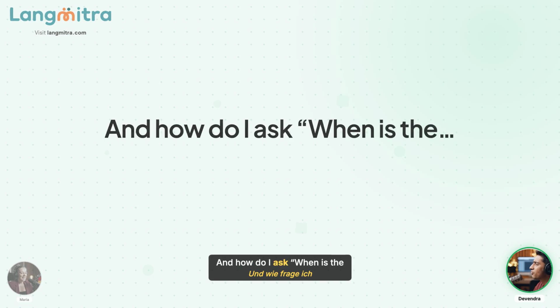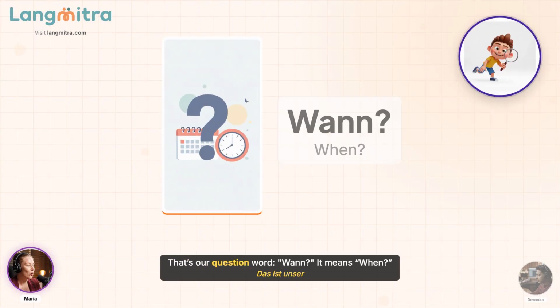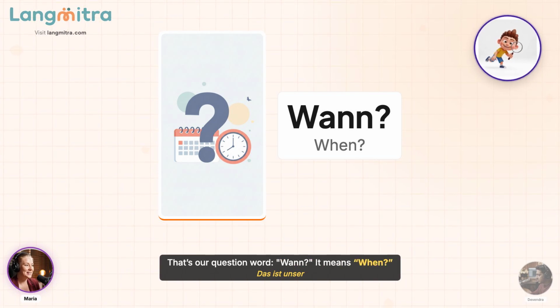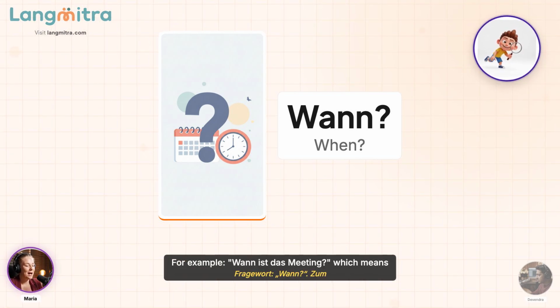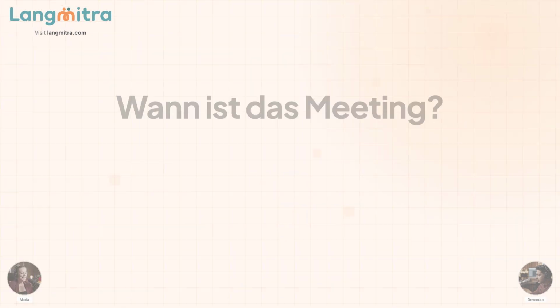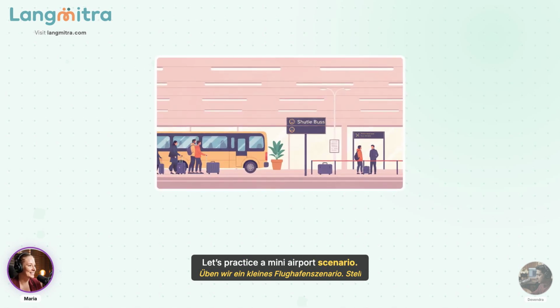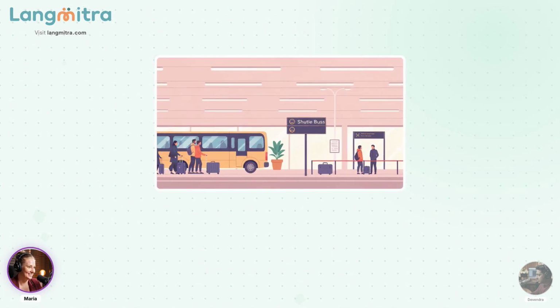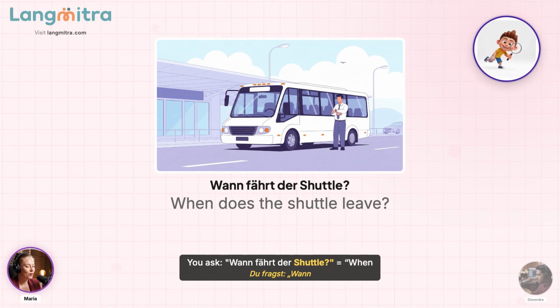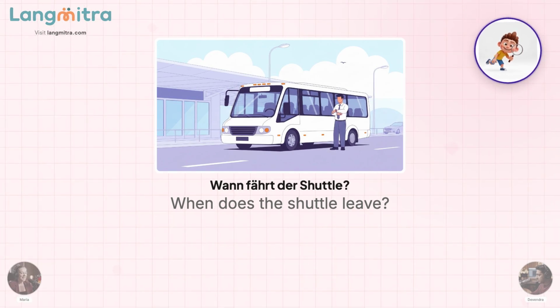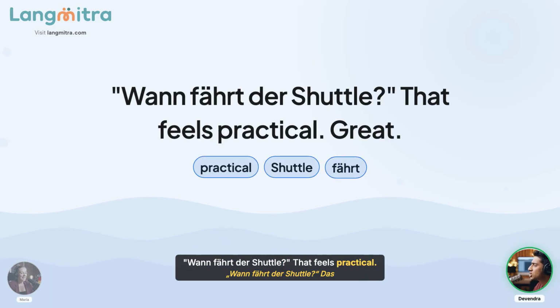Perfect. And how do I ask when is the meeting? That's our question word, wann. It means when. For example, wann ist das Meeting, which means when is the meeting. Wann ist das Meeting? Okay. Let's practice a mini airport scenario. Imagine you're booking a shuttle. You ask, wann fährt der Shuttle? Which means when does the shuttle leave? Wann fährt der Shuttle? That feels practical.